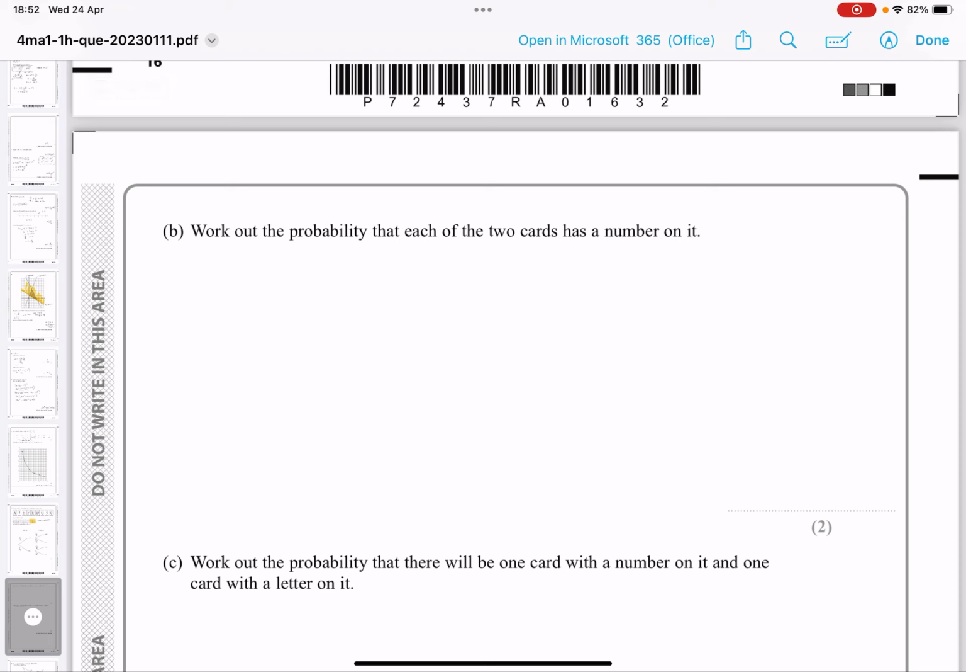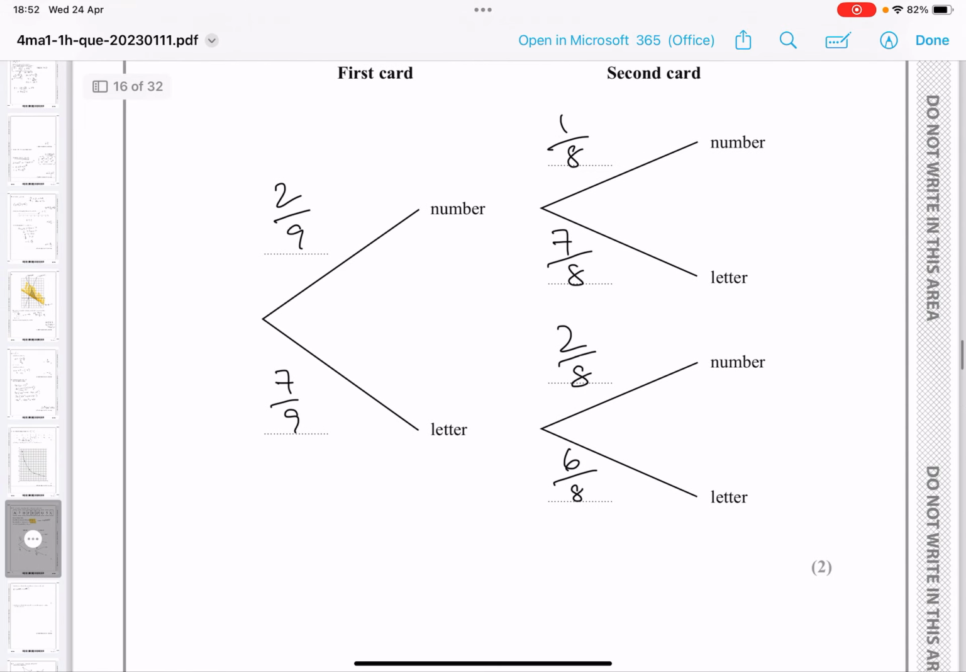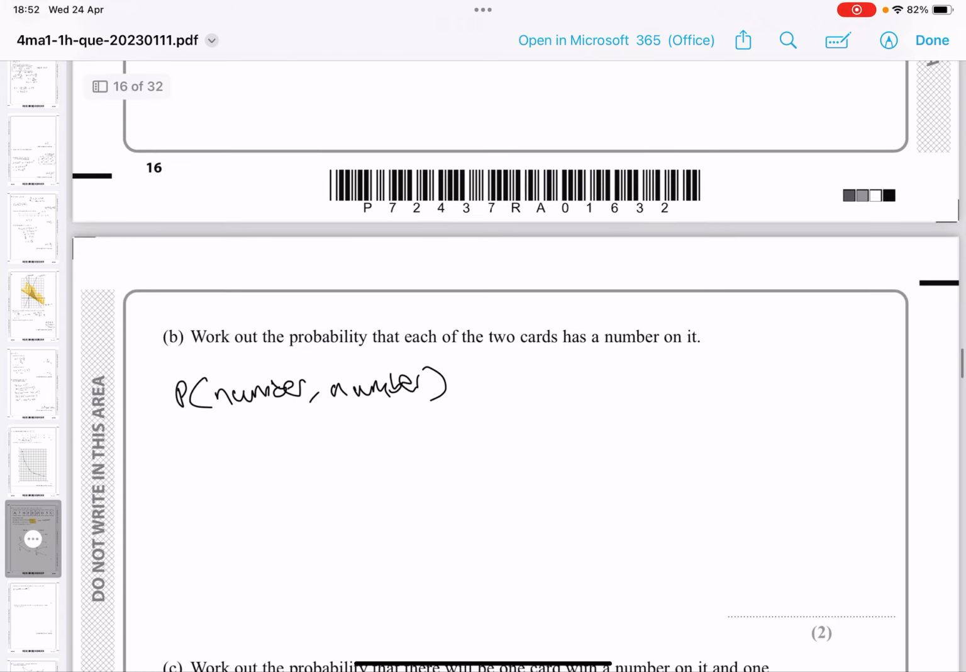Work out the probability that each of the 2 cards has a number on it. So work out the probability that you get a number on your first card and a number on your second card. Let's see. What's the probability of getting a number on the first card and the second card? So probability of getting a number on the first card is 2 over 9, and the probability of getting this number on your second card is 1 over 8.